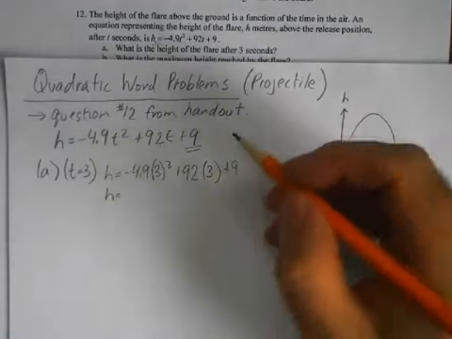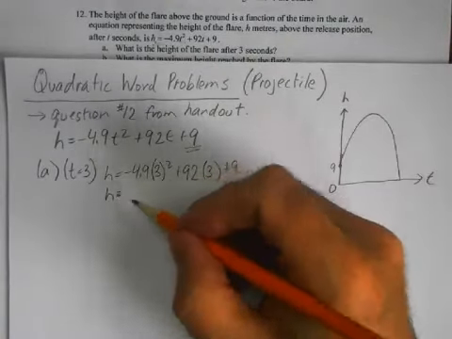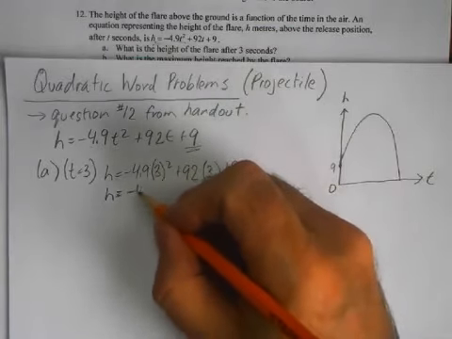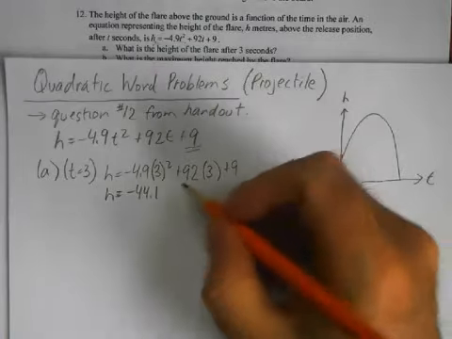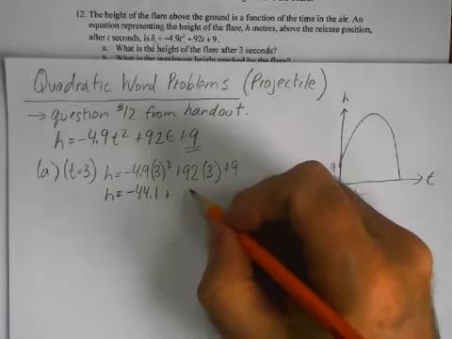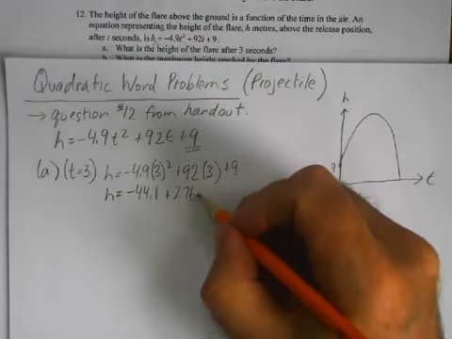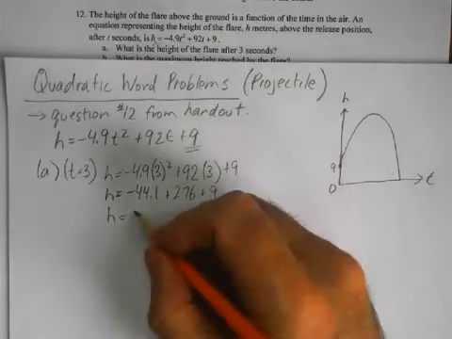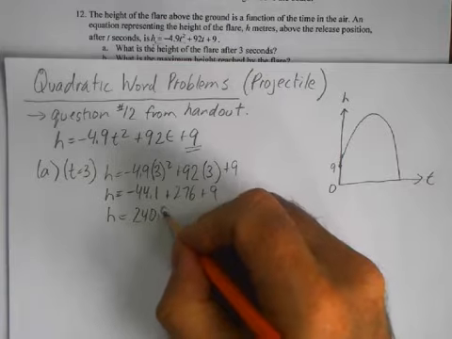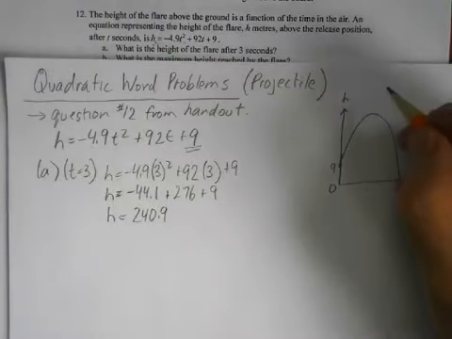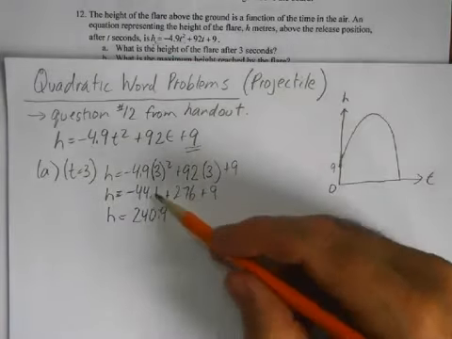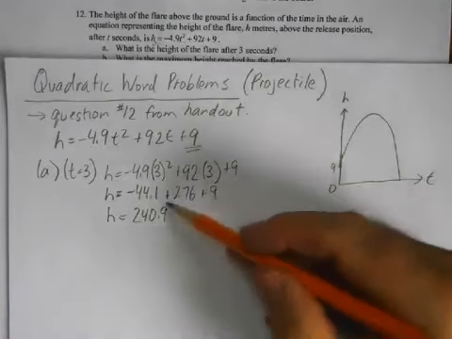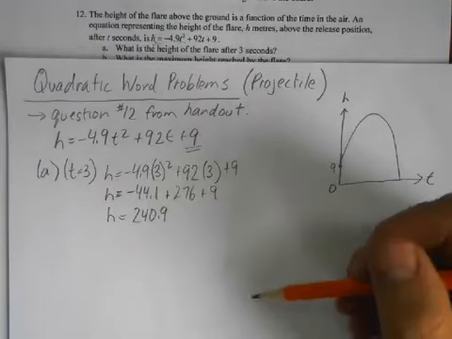And you go ahead, so I'll just do this quickly. This term works out to negative 44.1. This works out to 276, and the 9 is still the same. If you combine those, you get 240.9. Okay, and I didn't do any rounding here. I just calculated with the numbers that it came to. So this is actually exact.